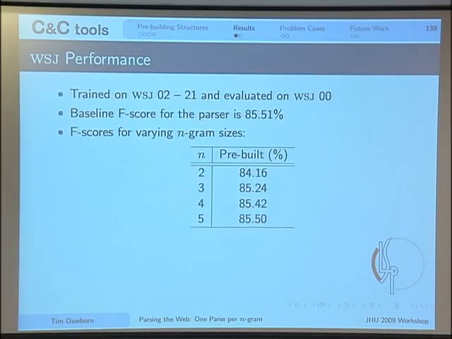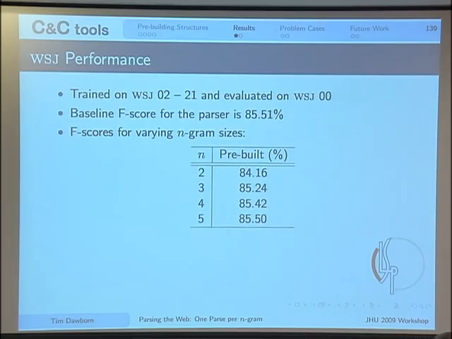And so our initial experiment was to have a go at Wall Street Journal again, using these n-gram databases. We trained on sections 2 to 21 and evaluated on section 0, 0. The baseline F-score for the parser, when you run it over 0, 0 without any of these n-gram constraints, is 85.51%. Now, when we applied varying n-gram database sizes to section 0, 0, using the databases we constructed from 2 to 21, we get these F-scores.